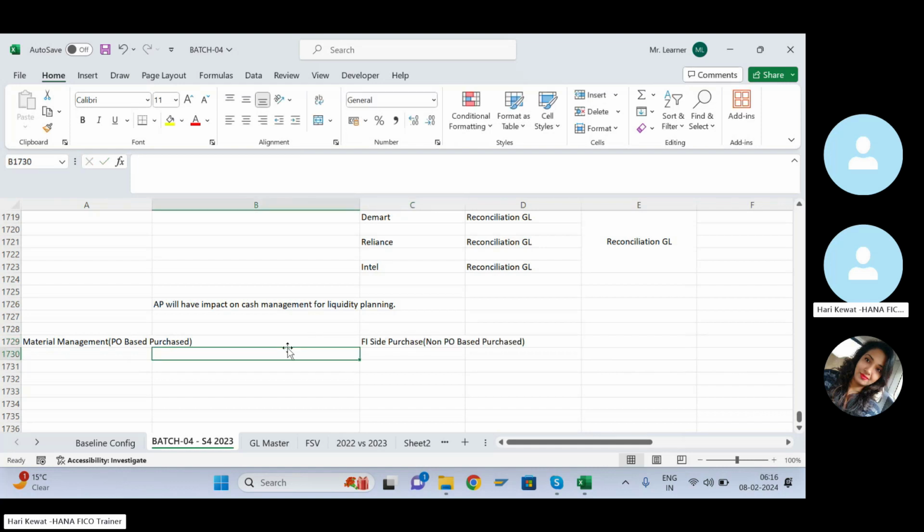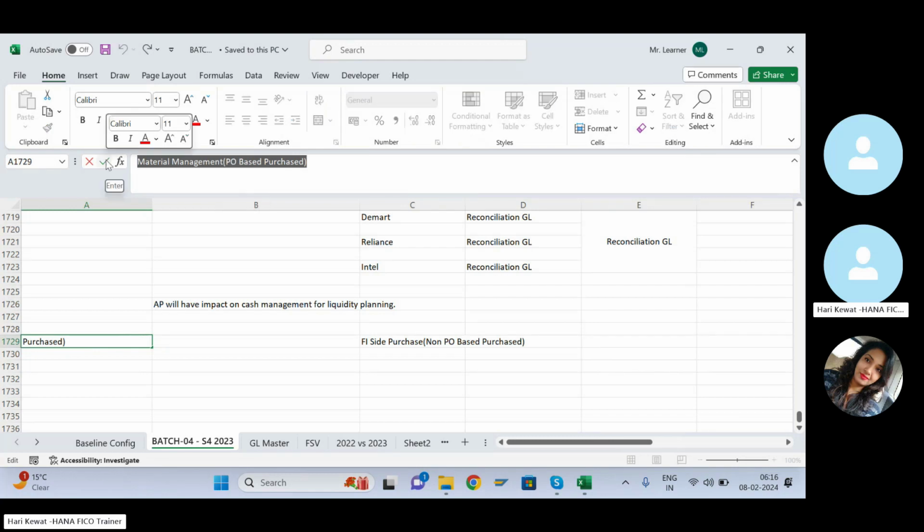Let me put it in a little more simple way. If you are purchasing from material management, PO based, it means you have already received the quotation from the vendor, analyzed it, and chosen the right vendor. You have made the contract with the vendor about the price, delivery date, discount, and all the things. You have already had a very detailed discussion with the vendor and made the agreement for the purchase. So the PO document contains all the terms and conditions of your purchase.